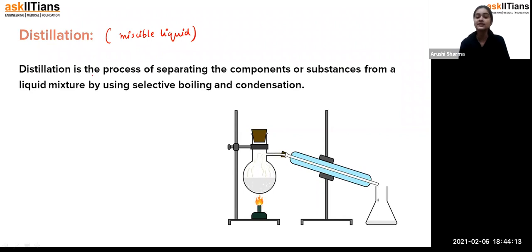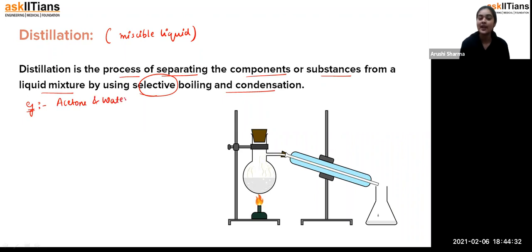Okay. So distillation is the process of separating the components or the substances from a liquid mixture by using selective boiling and condensation. How? I'll tell you now. For example, I'm just taking one example. I'm having a mixture of acetone and water. But students, remember one thing, for distillation, when we are separating two liquids, they must have some difference in their boiling points. Why? Because acetone boils at 78 degrees Celsius, and water, we know, at 100 degrees Celsius. Okay, and we are mixing it.